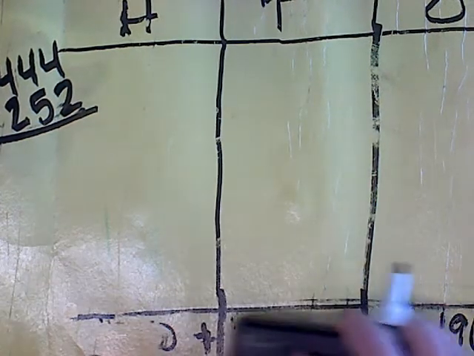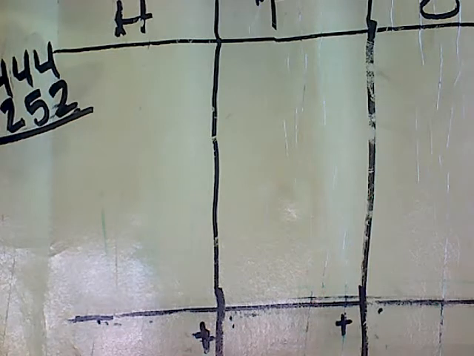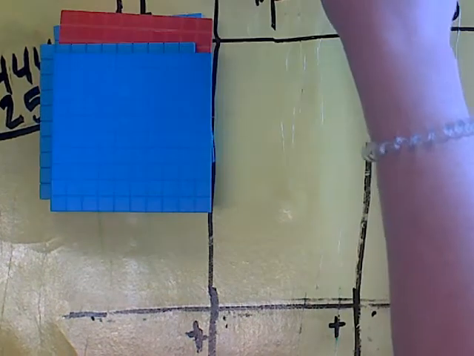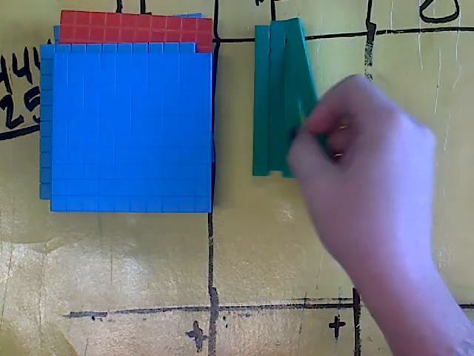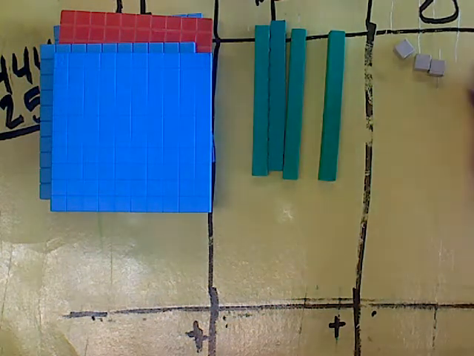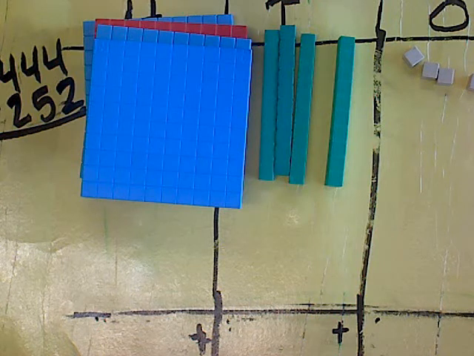444 is the greatest of those two numbers, so that is the number I'm going to build. I will need 4 hundreds, 4 tens, and 4 ones. And I'm going to subtract 252 from 444.